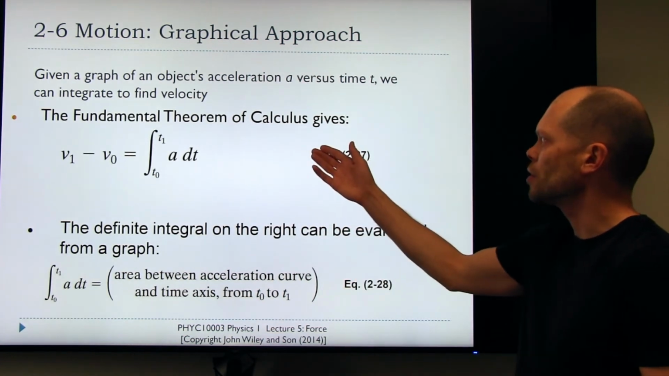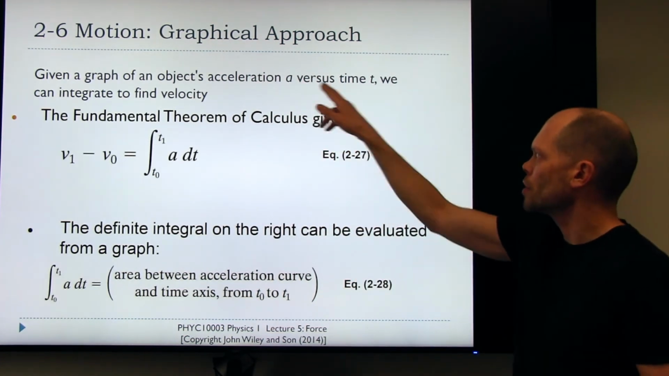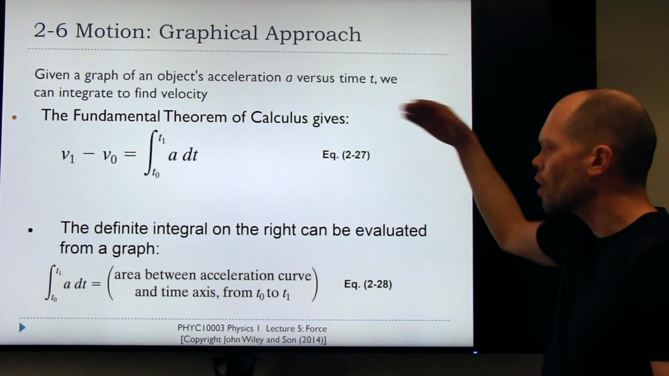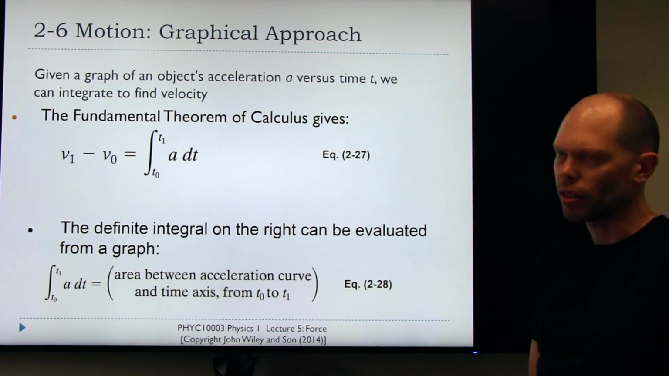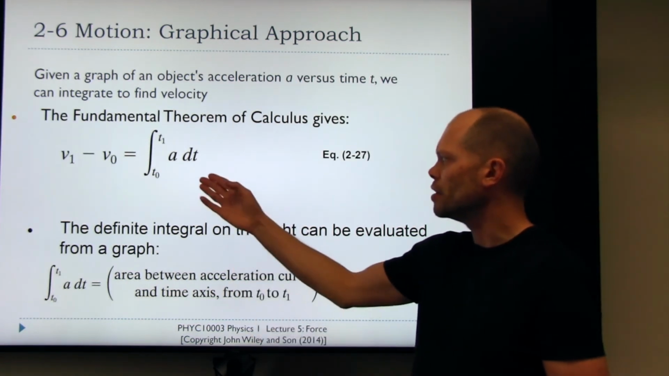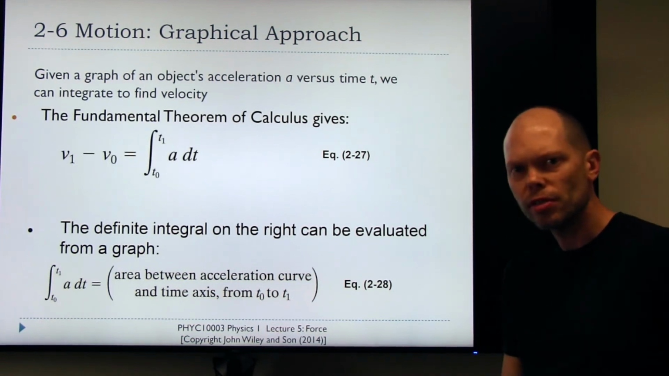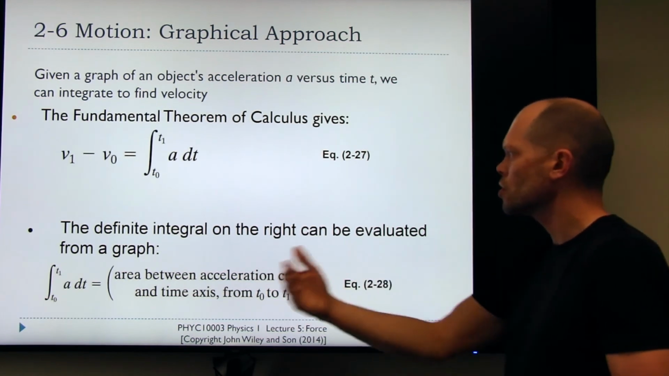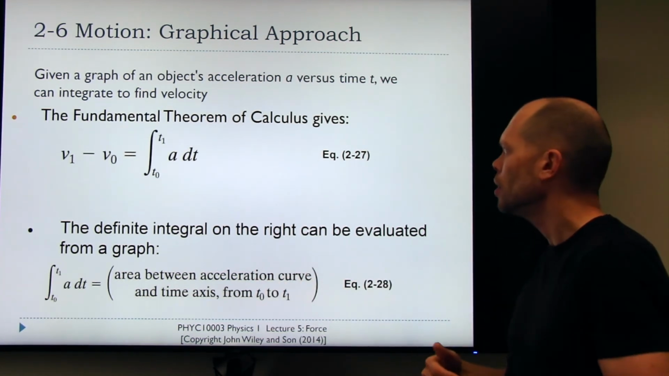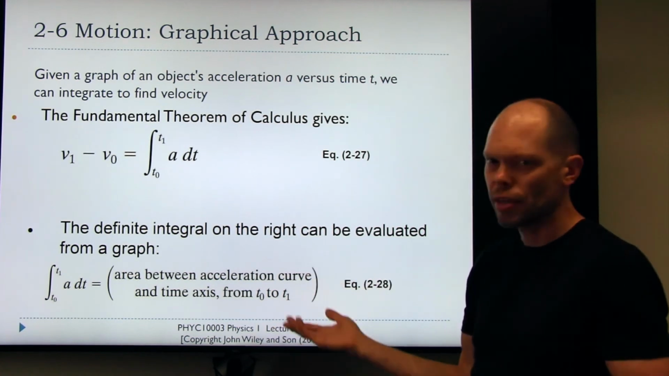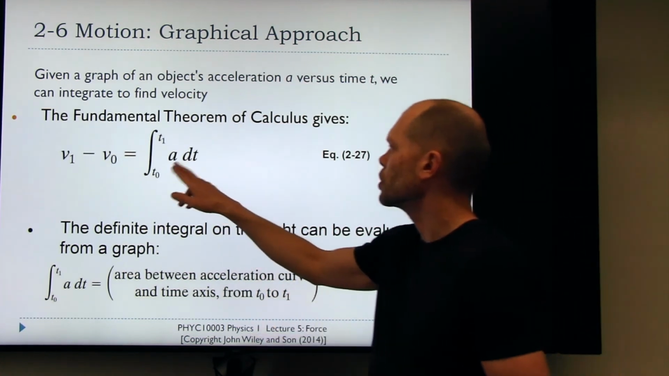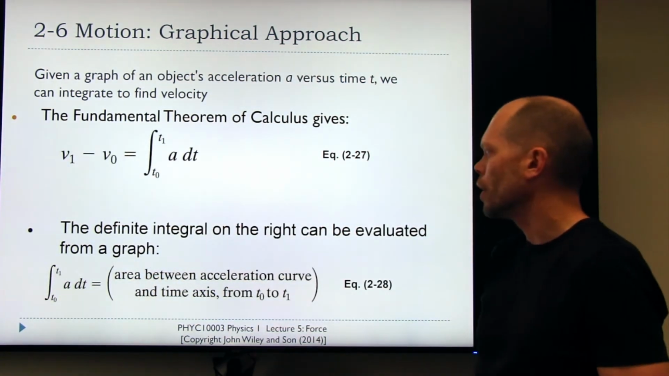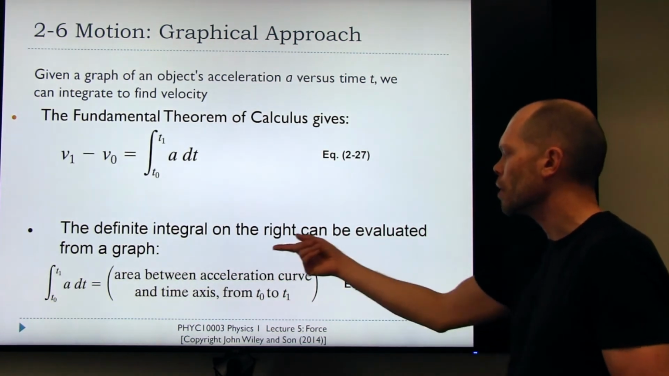So given a graph of an object's acceleration versus time, we can integrate to find the velocity. This is just going back to our basic principles of calculus again. This is something that I did last week in 3 dimensions, or the last lecture in 3 dimensions, and a couple lectures ago in 1 dimension. We're just doing our basic derivation of projectile motion, but in this case it doesn't make any difference really. So we have our initial time and our final time. We integrate over that. We can evaluate it from the graph.